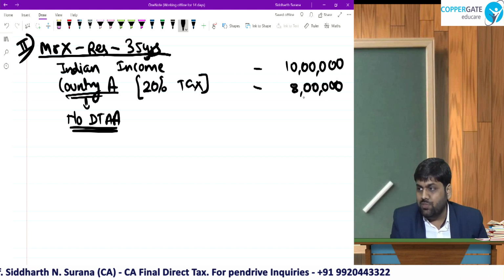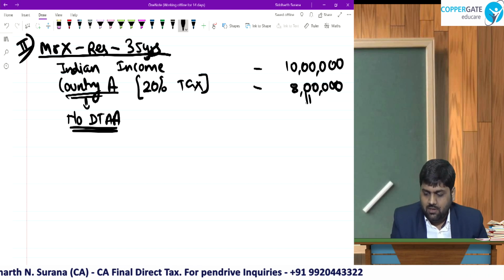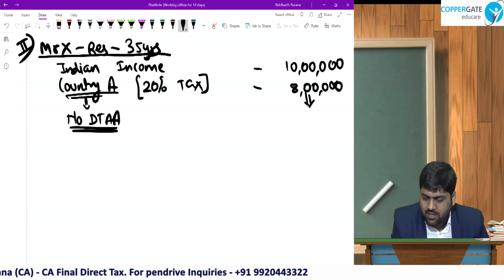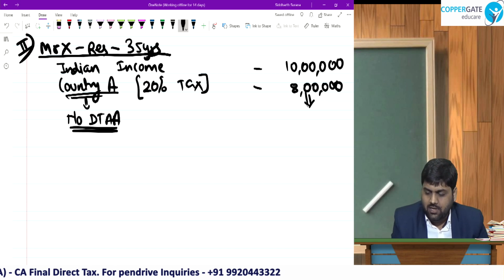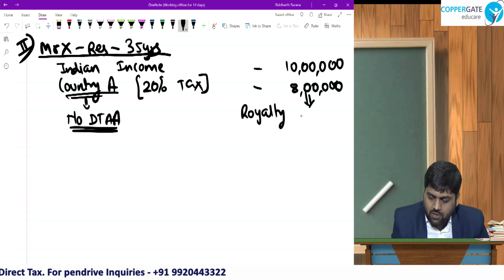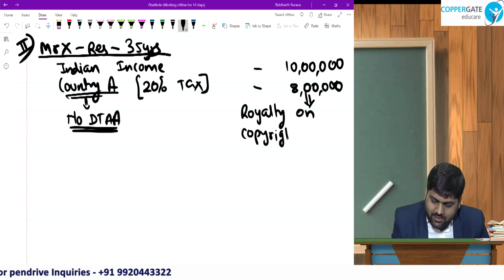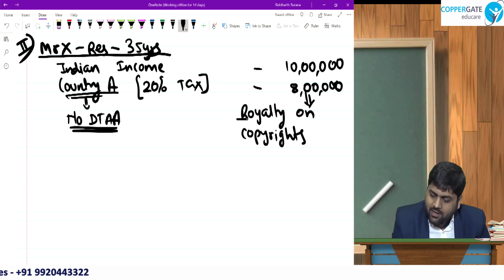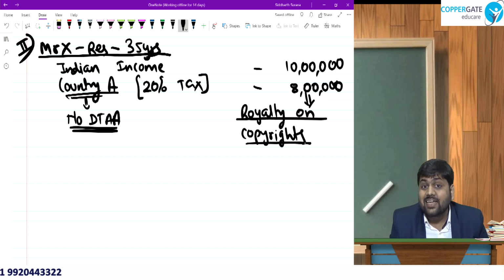Now, I will give you an addition to my example. The addition is slightly this much: the 8 lakh that he has earned in country A is income in the nature of royalty on copyrights. 8 lakh is in the nature of royalty on copyrights. And today I am not teaching you, I am just telling you.